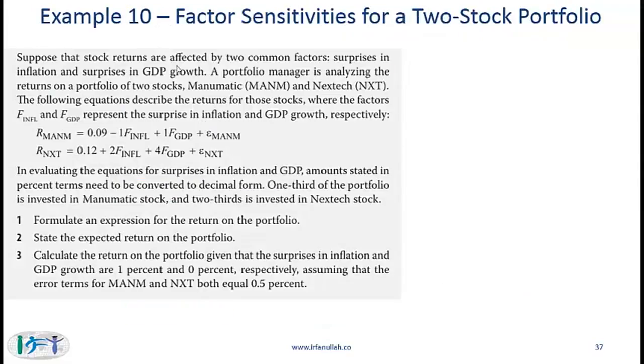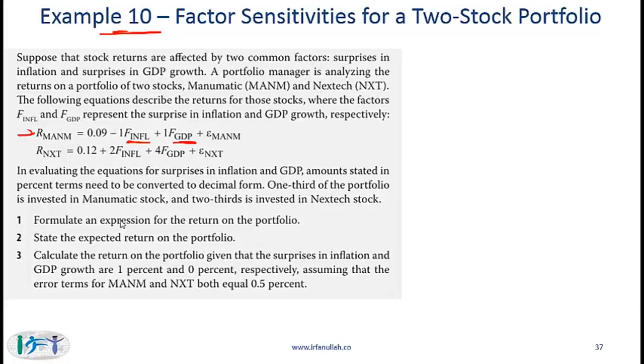So let's do example 10 now. We have a 2-stock portfolio, and I want you to try this before looking at the solution. So let's work through this. Note the following. We are using the basic model that we just talked about, where the return on each stock depends on the inflation surprise and GDP. Earlier we were talking about interest rates, but these models will be given to you. Why is this a macroeconomic model? Because the return depends on macroeconomic variables.